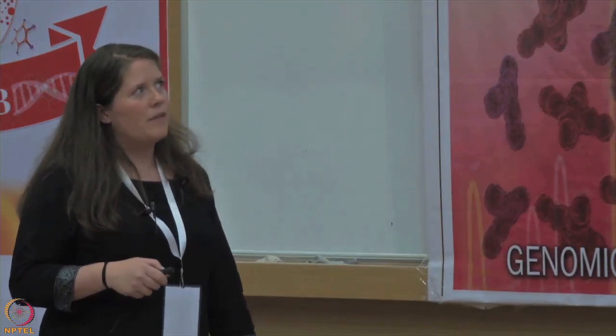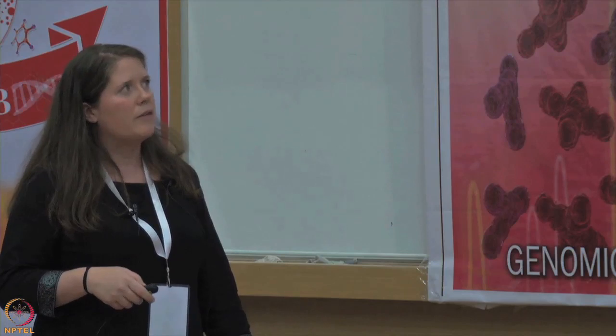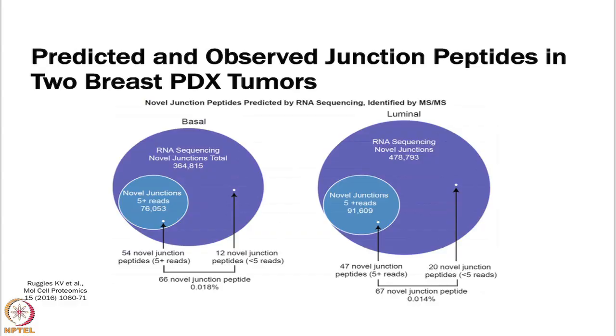And this is just some examples of somatic SNPs that were identified that are cancer related. We also looked at whether we were able to identify novel junctions in our data. Again, the two different tumors. The purple is all of the novel junctions that were identified by RNA-seq. The blue is ones that had at least 5 reads. Some of them are just 1 read and probably just garbage, so we wanted to make that clear as well. But you can see these tiny little dots here are the number of novel junctions that we were able to identify at the peptide level.